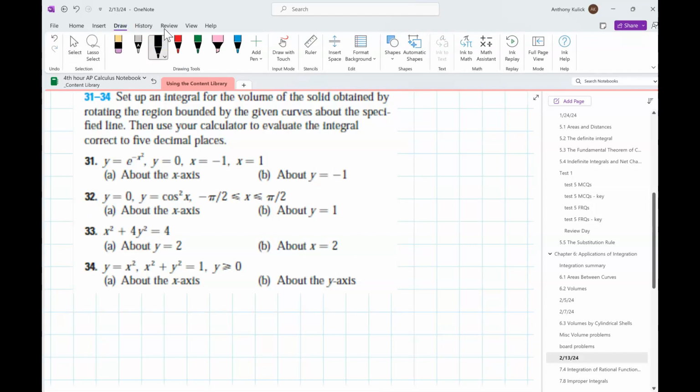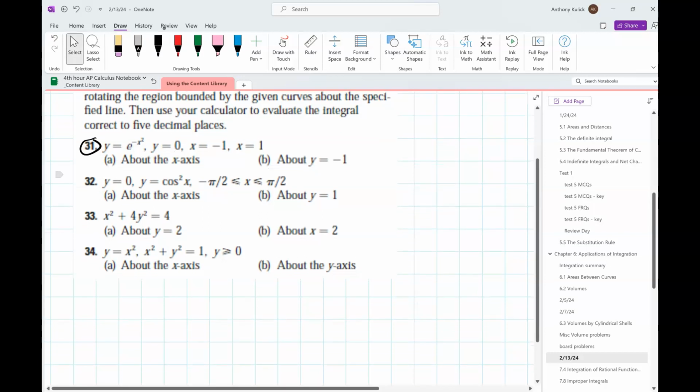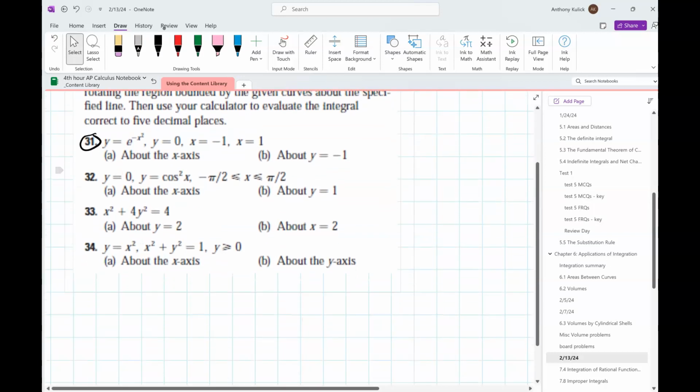All right, 31, correct? Yes. It says set up an integral for the volume of the solid obtained by rotating the region bounded by the given curves about the specified line. Then use your calculator to evaluate. Okay, so let's start by graphing this.